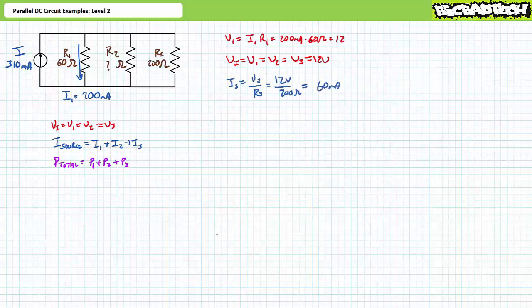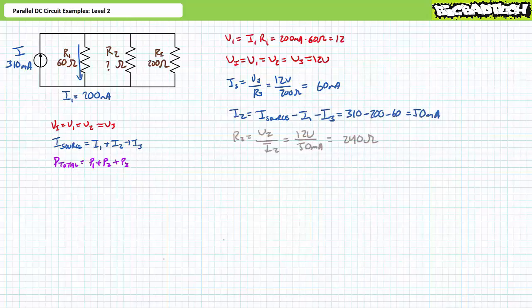I3 is equal to the voltage across it divided by its resistance. Substituting our given values demonstrates I3 to be 60 milliamperes. An algebraic rearrangement of the Kirchhoff's current law equation for this circuit, solving for unknown current I2, demonstrates I2 to be the remaining 50 milliamperes. R2 equals V2 divided by I2. Substituting in our given values demonstrates R2 is 240 ohms.